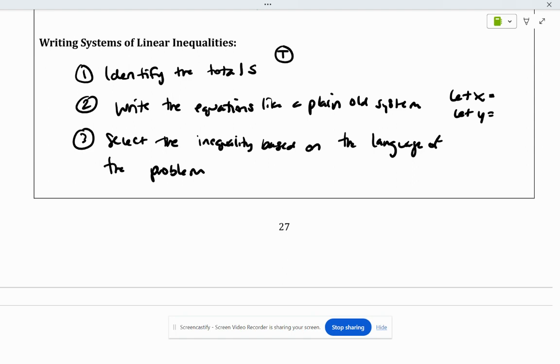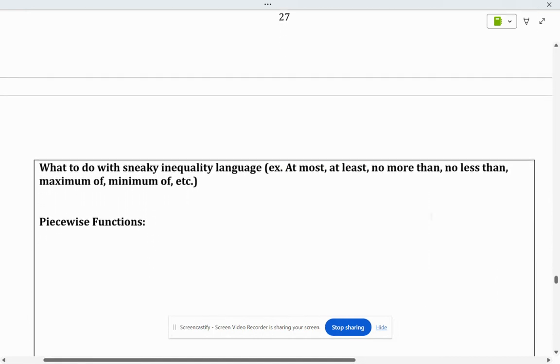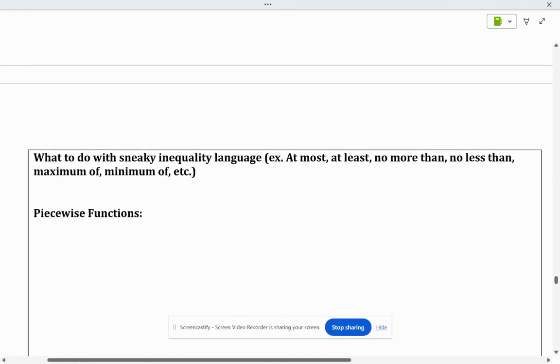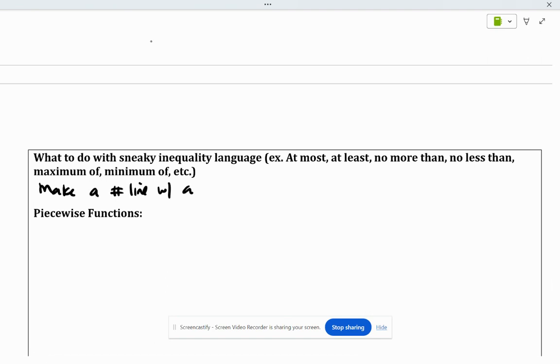Do you remember doing things like this where it was like at most, at least, no more than, no less than, based on the language of the problem? Okay. What do you do when you encounter a problem like this? Do you guys remember the trick I taught you? You don't need to memorize what at most or at least means or anything like that. You could just figure it out every time by doing this one little trick. What to do with sneaky inequality language? You make a number line with a little above and a little below.